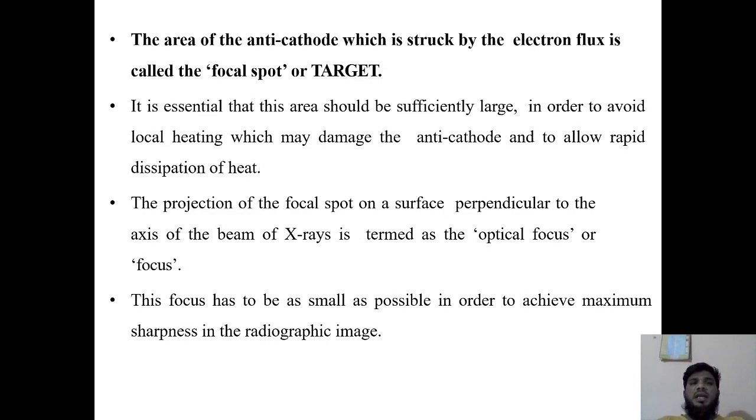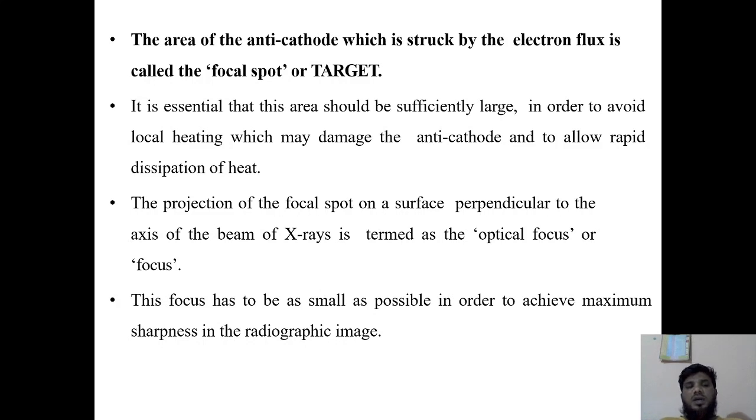The area of the anti-cathode, that is the anode where the electrons strike, is the focal spot or target. It is essential that this area is sufficiently large in order to avoid local heating, because all the high-energy electrons are falling on the anode, because of which the anode will get too much heated. If it is a small area, it cannot dissipate the heat, and it will get damaged.